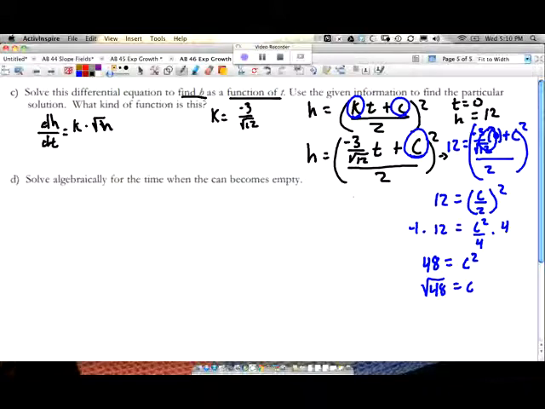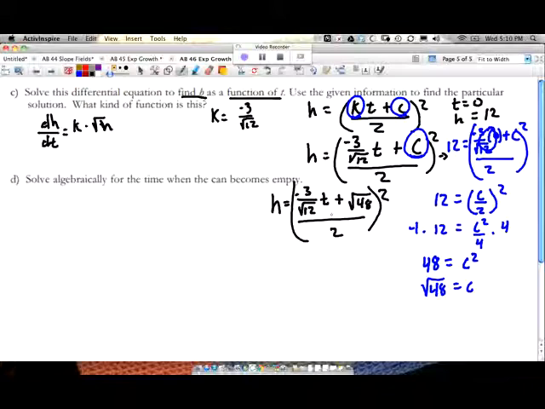So what is the final answer? The final answer here, h of t, you could say h is equal to negative 3 over square root of 12 times t plus square root of 48, divided by 2. All of that squared.